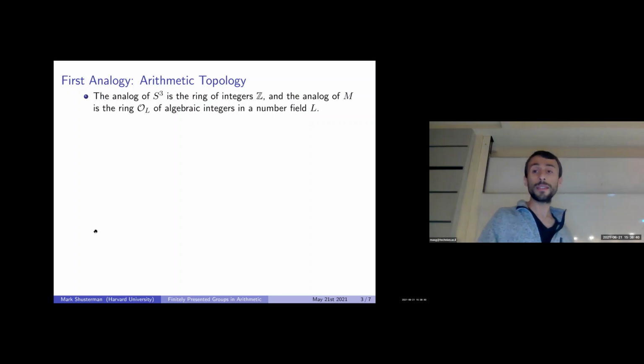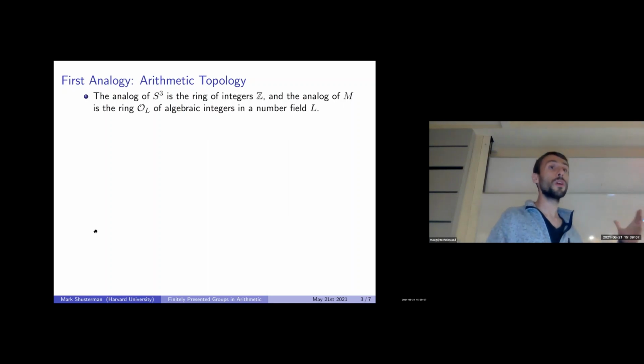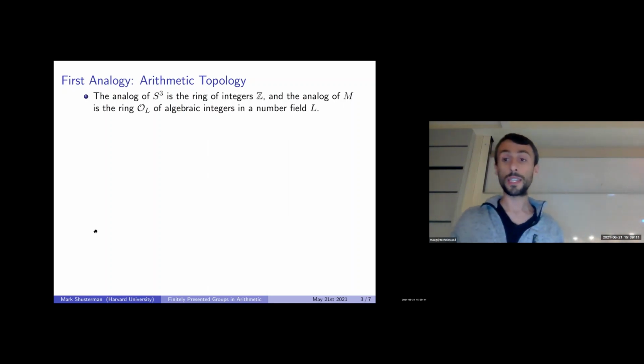So I replaced the three-sphere by the ring of integers, and you can get finite covers onto the ring of integers, by analogy with the first bullet on the previous slide, by taking the ring of algebraic integers in a certain number field. The bullets on this slide are supposed to be as analogous as possible to the bullets in the previous slide, but now in the world of number theory. So these are facts in number theory which are analogous to facts about three-manifolds.